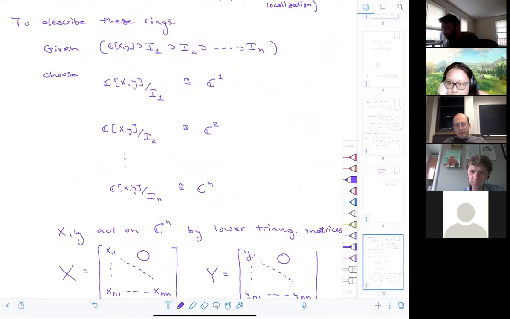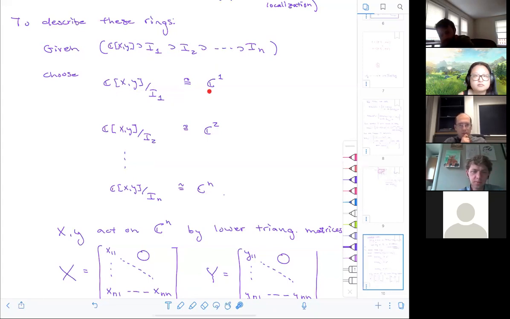Okay, so to describe these rings, we need something a little bit more concrete to describe our elements of the Flag-Hilbert scheme. An element of the Flag-Hilbert scheme is a flag of ideals. What I'm going to do is choose an identification. So C[x,y] mod the first ideal is one-dimensional. I'll choose a basis element of that, which I'll identify with C.